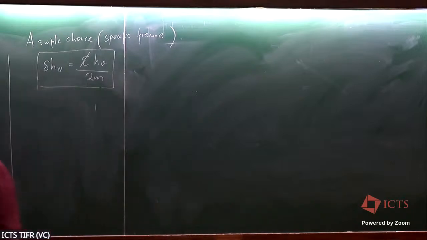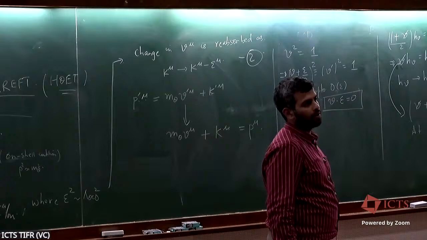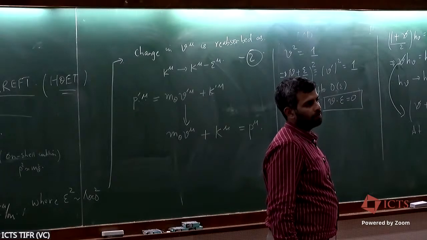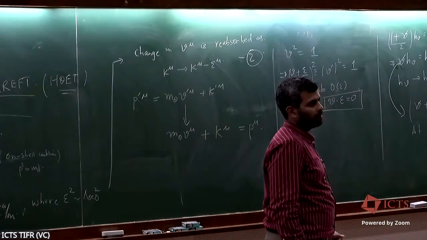So I started with a frame where I'm defining my V square to be 1. My epsilon is a small parameter. I'm now in a new frame V prime where I still demand that the normalization of the V is 1. And that, up to order epsilon, will give me a V dot epsilon equals 0 condition. You just expand it here.